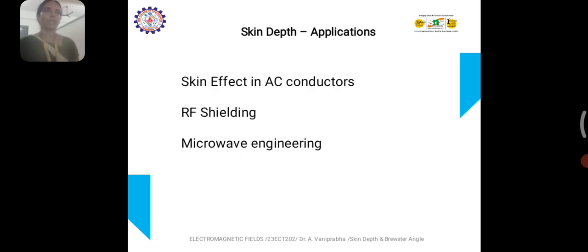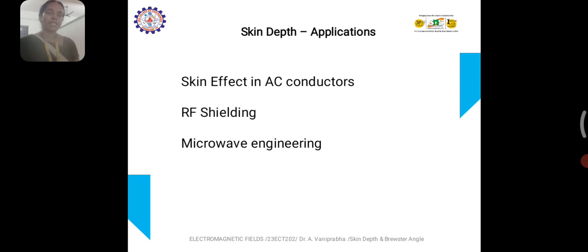What are the major applications of skin depth? It is used to identify the skin effect in AC conductors. The conductors are rigid material. As the wave is propagating through the conductor, at the point where the amplitude goes below 1 by e of the maximum value, automatically the signal strength decays.